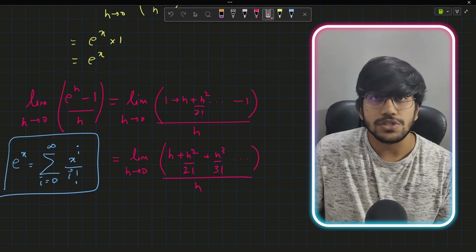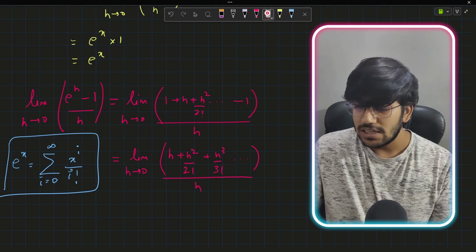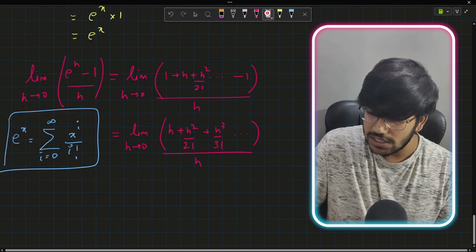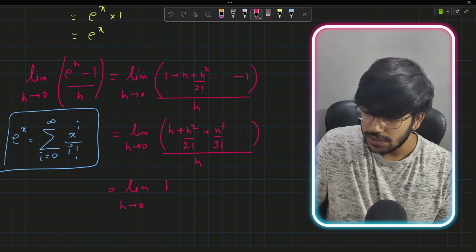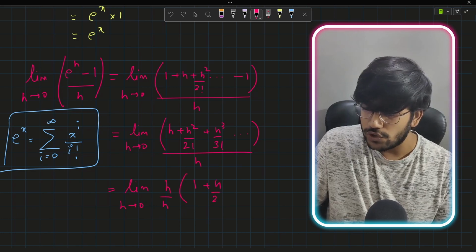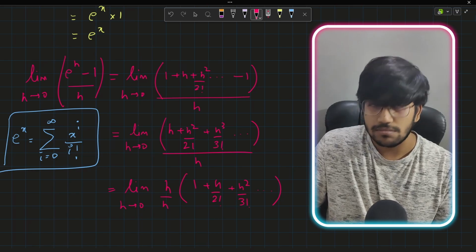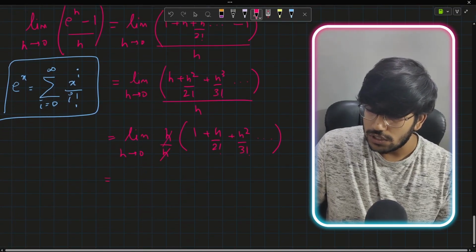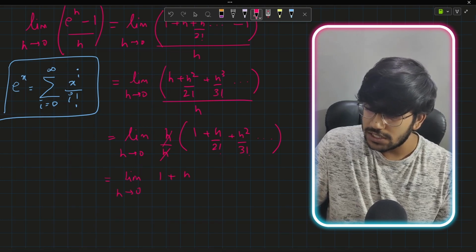Now if you observe, each and every term of this infinite series is actually having at least one h. So what we can do is factor that out. What this gives us is limit h goes to 0, h over h times 1 plus h over 2 factorial plus h square over 3 factorial dot dot dot, and using limits, you can cancel these two h. So this gives us limit h goes to 0 of 1 plus h over 2 factorial plus h square over 3 factorial and dot dot.